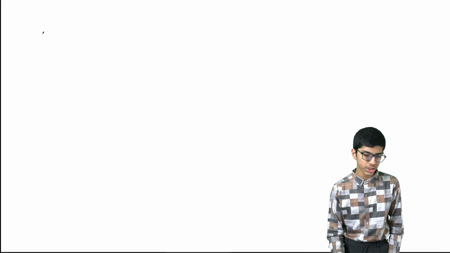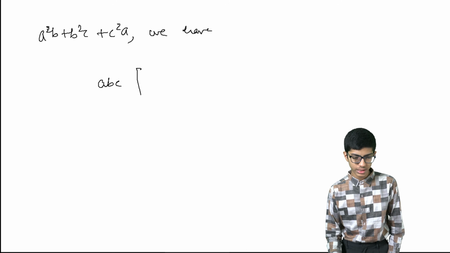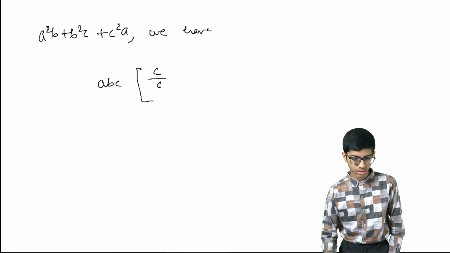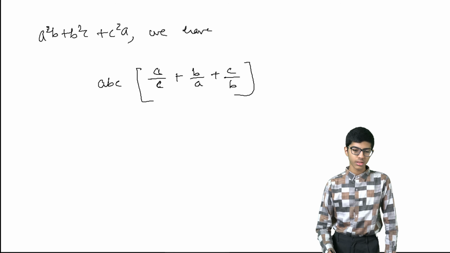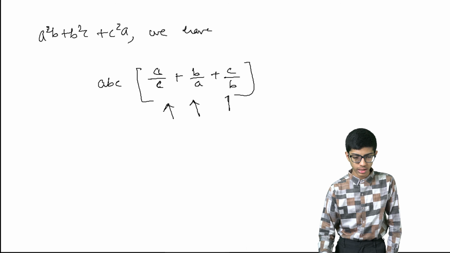Now for the expression a square b plus b square c plus c square a, we have abc common, and then a by c plus b by a plus c by b. Now we need to find the values of a by c, b by a and c by b.